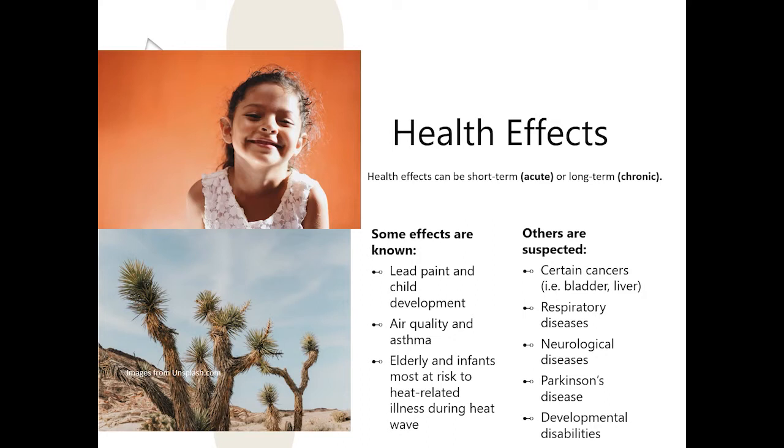However, many links are suspected but not yet proven. Environmental health is a complicated area of study, and there are gaps in information about how the environment affects chronic disease. Health problems with suspected links to environmental issues include certain cancers, asthma and respiratory diseases, neurological diseases, Parkinson's disease, multiple sclerosis, Alzheimer's disease, developmental disabilities such as cerebral palsy.